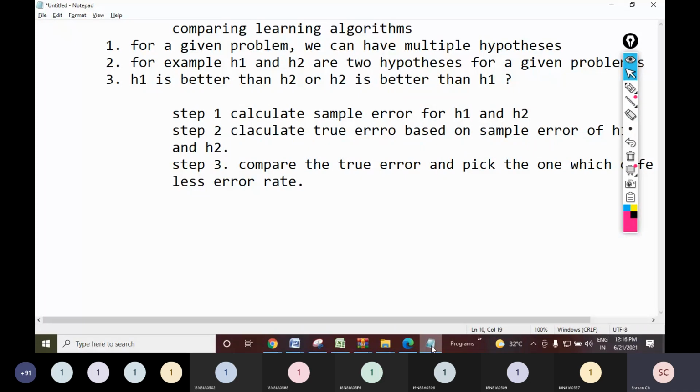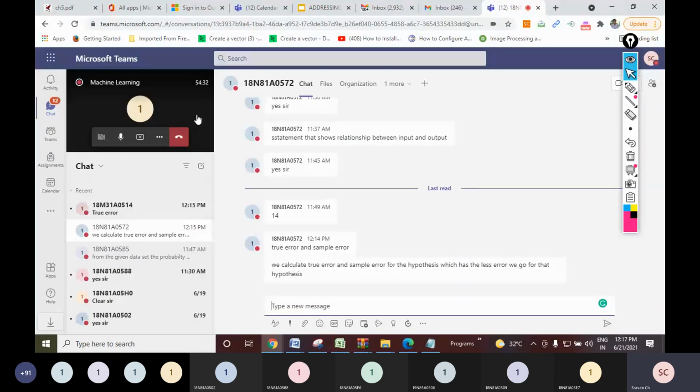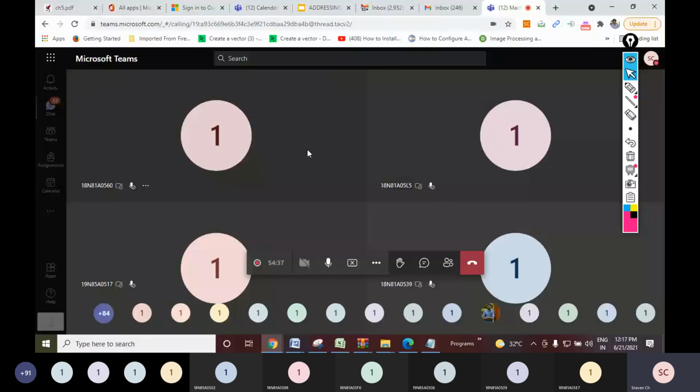So comparing learning algorithms is very simple, right? If you can identify what a sample error is, what a true error is, and if you can estimate the true errors, then based on the true error value, the hypothesis which gives you fewer errors, or whose error rate is very low, will be selected, right? So this is what evaluating a hypothesis is, my dear friends. Is it clear to everyone? Please let me know in the chat box.